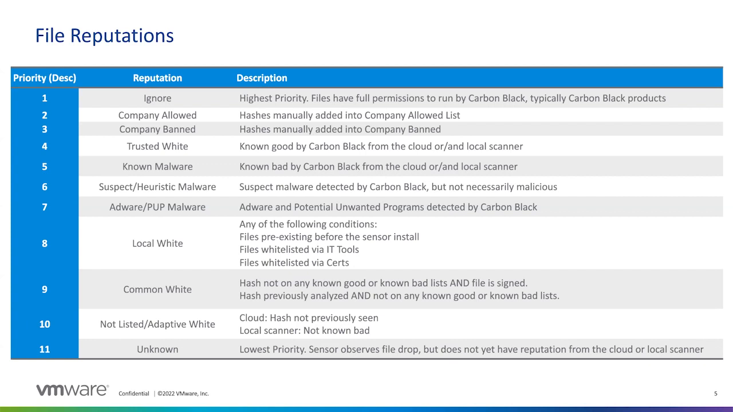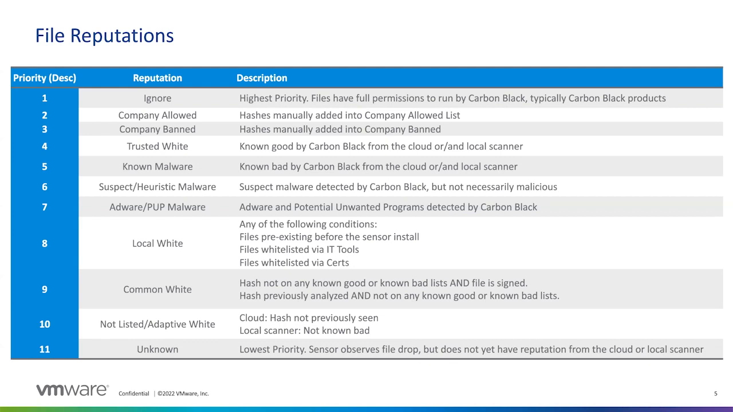Common white is also provided by our sensor. Local white, however, is the one that I would like to see our customers use more and more of when applicable. So local white is provided via three different methods. When you first install a sensor, we do a one-time background scan. That background scan is going through your inventory of files to look for anything that is known malware, and it will mark it as such. Anything that is not found to be known malware will receive this local white reputation. You can also provide it to files via their certificate or IT tools.